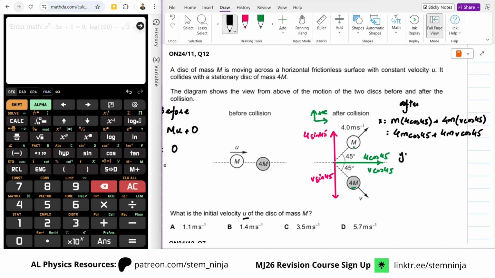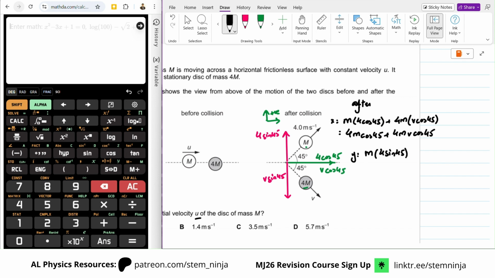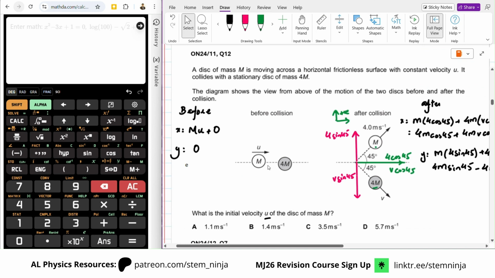So parallel to y, this is going to be m times 4 sine 45 plus 4m minus v sine 45. So this would lead to 4m sine 45 minus 4m v sine 45. Now, total momentum before and after.